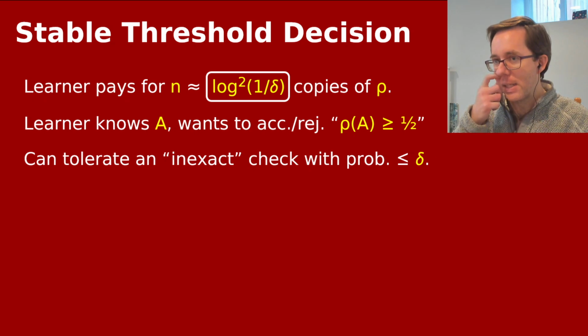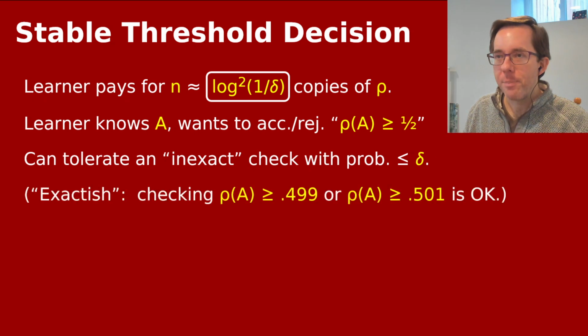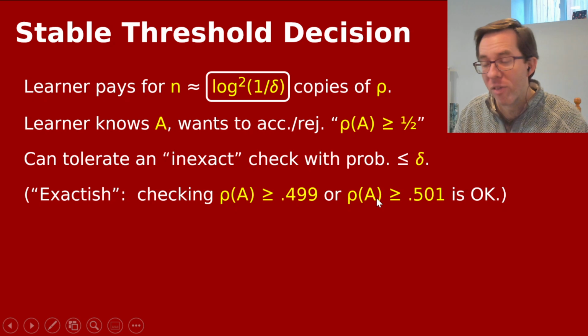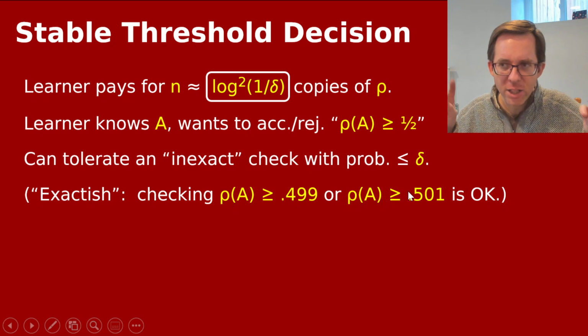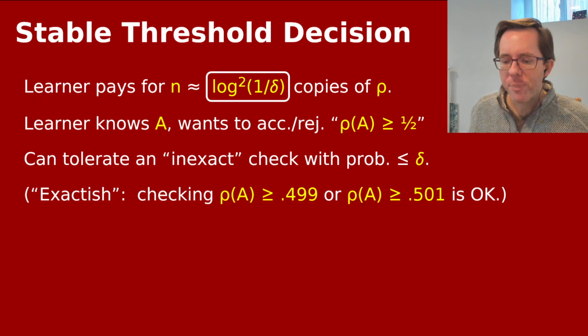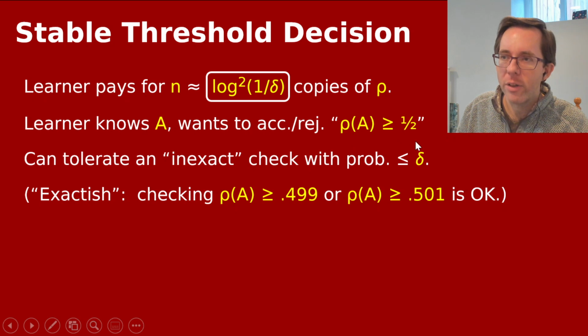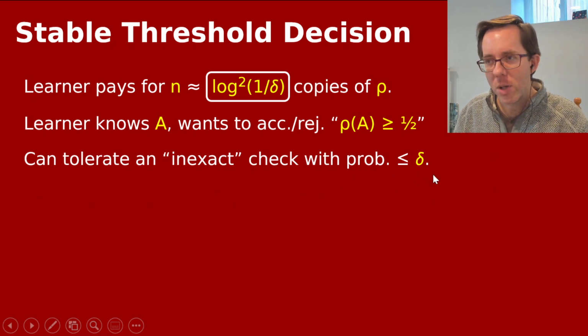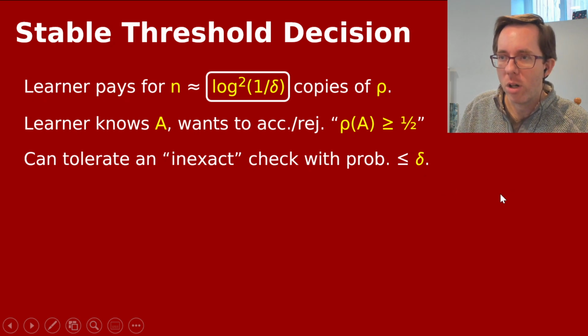What I mean by this, I'll come back to in a second, but let's say an exact-ish check is if you don't exactly check whether rho A is bigger than a half or not. Maybe you check rho A bigger than 0.499 or rho A bigger than 0.501. Those are all okay. These exact-ish checks are okay. What we do want, though, is that maybe you won't precisely check rho A greater than or equal to half. You might check something vaguely in the neighborhood. But you shouldn't be doing a really wildly inaccurate check, except with probability at most delta. We're willing to tolerate an occasional really wildly wrong check.